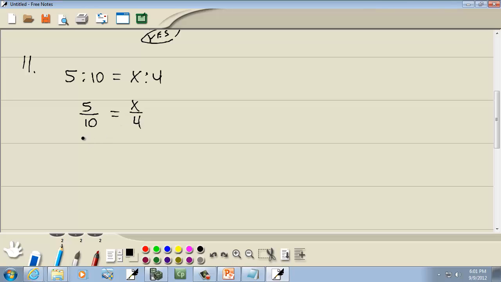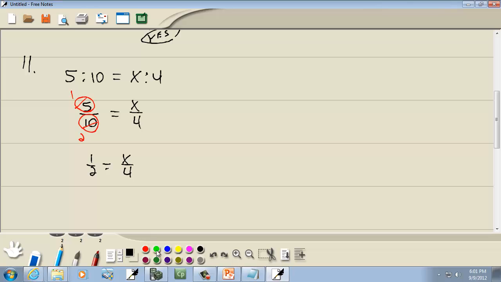Now, no matter where you are in math, if you can simplify your fraction, you should go ahead and do it. Here we got 5 and 10. Those are both divisible by 5. 5 divided by 5 is 1. 10 divided by 5 is 2. So we have 1/2 equals x over 4.